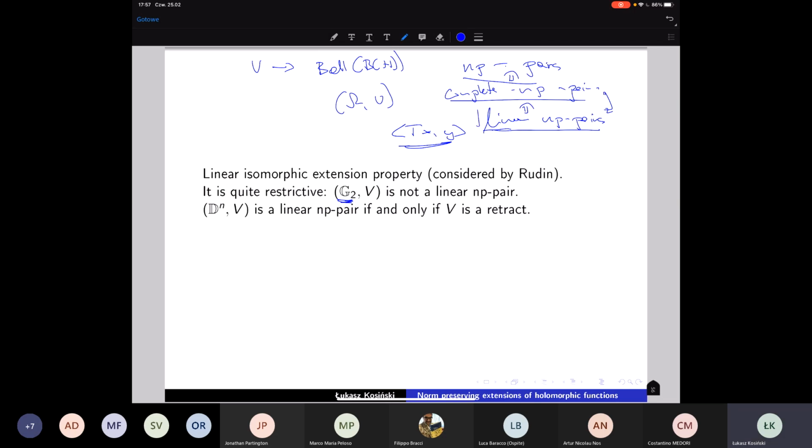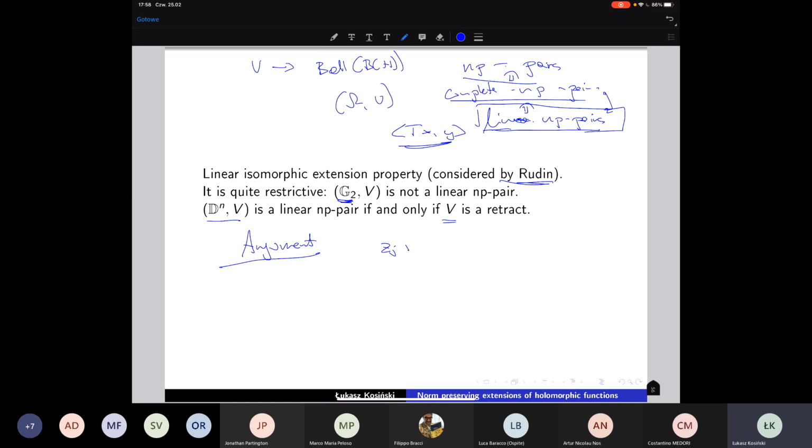But let me finish my talk by saying something about this condition for the polydisk. In the polydisk, actually, this condition is quite simple to deal with, because if this is a linear NP pair, then V must be a lower dimensional polydisk. And this also works for any convex domain. So this linear extension property considered by Rudin is quite simple to deal with. And the argument for this is quite simple.